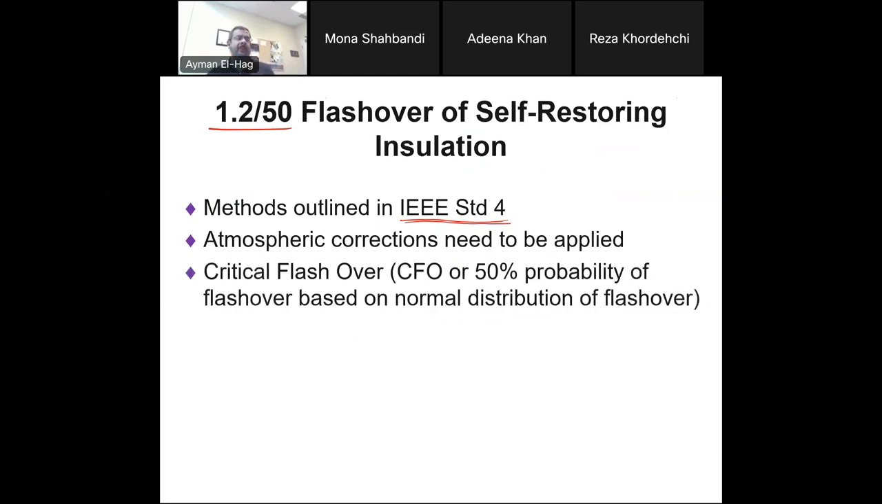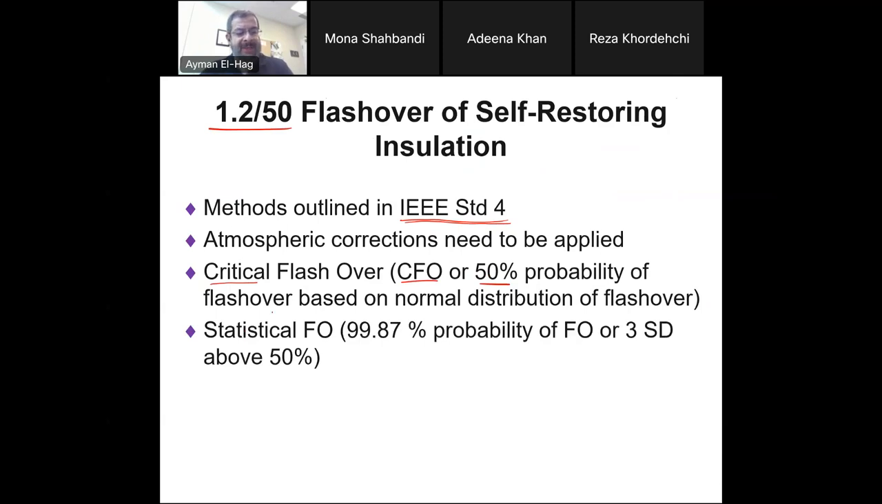And also here we need to apply the atmospheric corrections. Now there are certain terminologies we use here, for example, the critical flashover. In lightning, it comes like a probability of failure. It's not deterministic at what voltage you have failure. So we have something called the critical flashover, or CFO, where we have a 50% chance that a flashover happens or a withstand happens. So this is called the critical flashover, or 50% probability.